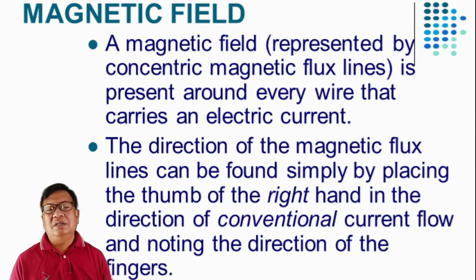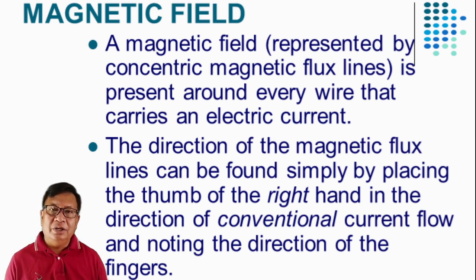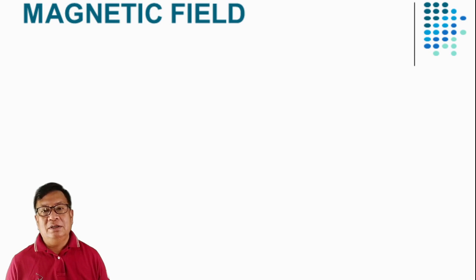So that is just a conventional direction because whatever the direction of our current, we will determine the direction of our magnetic field, okay, by using our right hand rule. But of course, take note that it is just conventional because basically nobody can see an electron or the current flow.